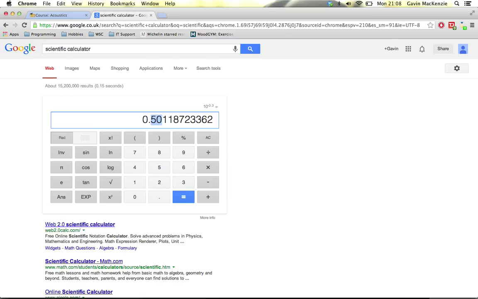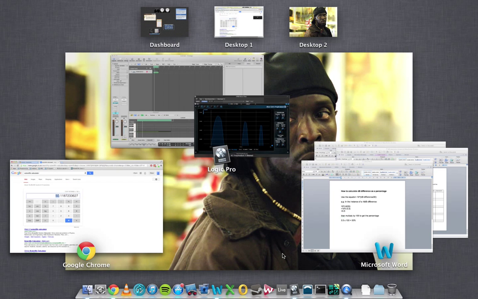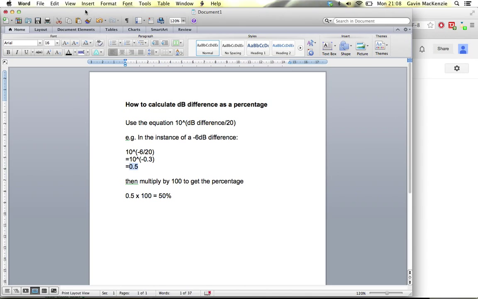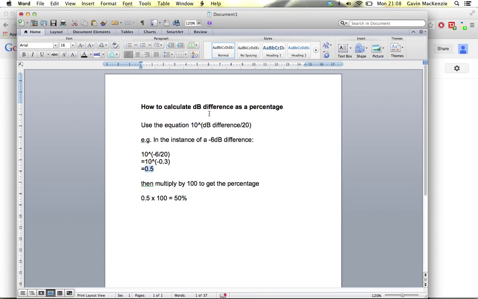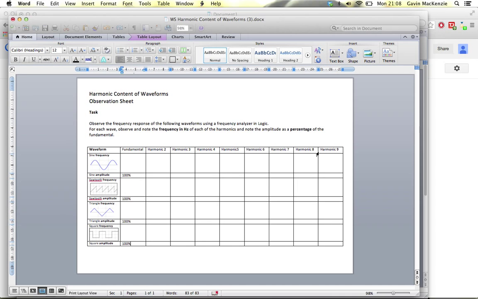To make that into a percentage, we just multiply it by 100. And there we go, 50.118723, and so on, 50% basically. So we go back to our sheet, and say that the second harmonic is 50%.